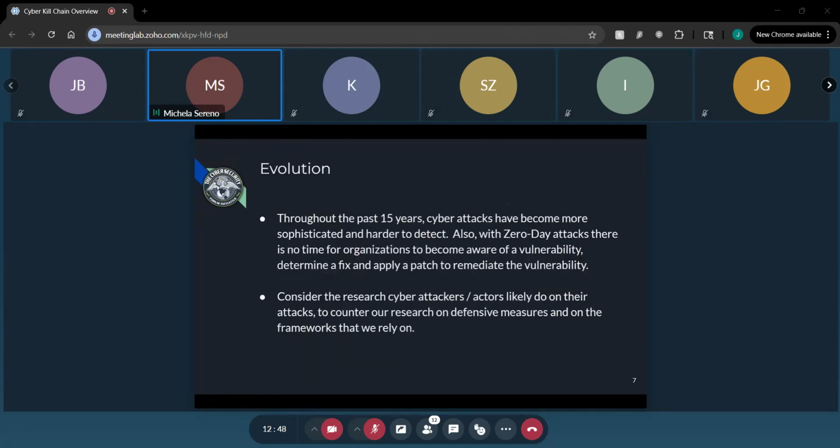As I said, some like CrowdStrike think there is also an eighth phase, which is evolution. Over the past 15 years, cyber threats have become more sophisticated, advanced, targeted, and evasive. Attackers, in fact, can conduct deep research to bypass defensive tools, and with zero-day vulnerabilities, there's often no time to catch them before exploitation. So this is why frameworks like the cyber kill chain need to evolve in order to account for the constantly shifting threat landscape.